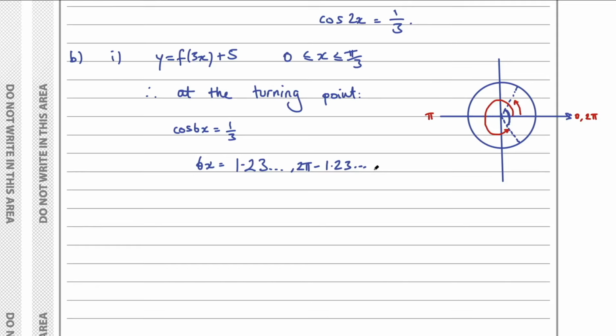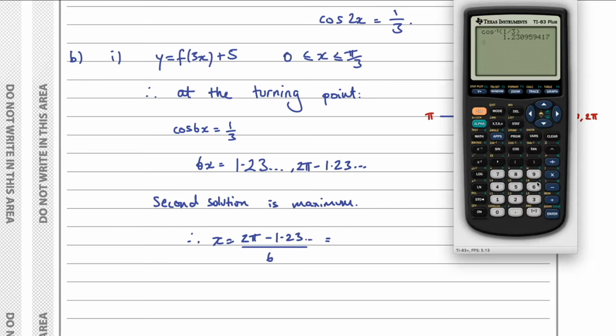So this is what I'm going to go up to. So then let's state we want the second solution. So the second solution is the maximum, therefore x equals 2 pi take 1.23 divided by 6. And once we solve this, we should have our answer for the x coordinate. So let's do 2 pi take our previous answer and then divide that by 6, and that is between 0 and pi on 3. Remember to always check your domain, just in case.